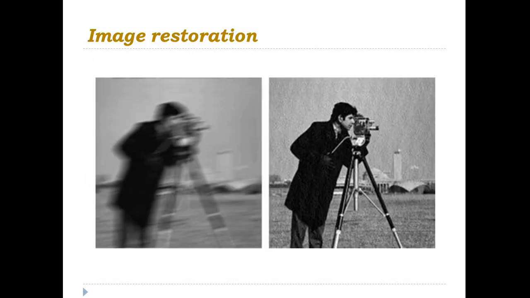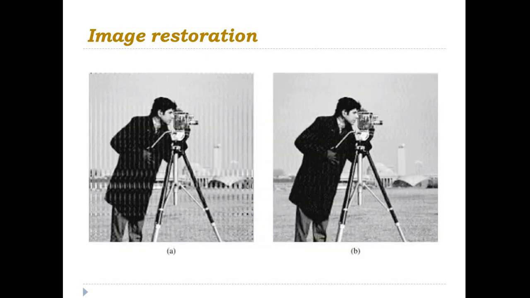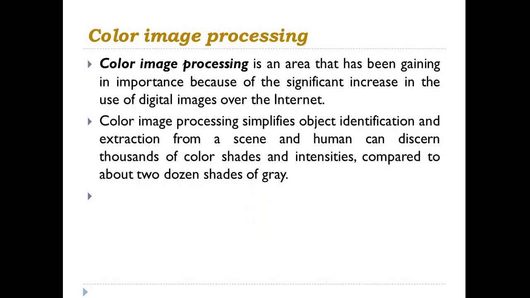So let us see an example. The left one is the degraded image which is too much blur, and the right side is the restored image where you are getting the information. Another example for the degraded image and the corresponding restored image. So this is regarding image restoration, and now let us move to color image processing.